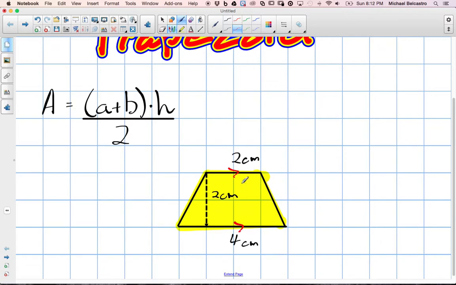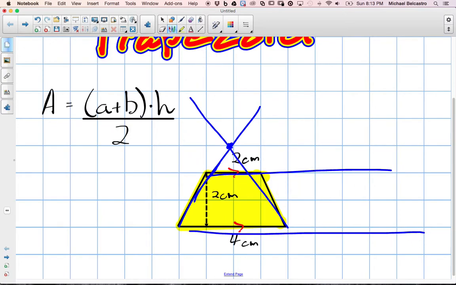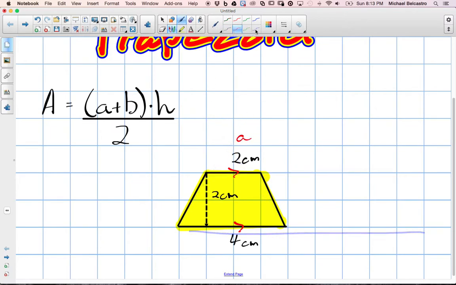If we're not referring to the parallel ones, we can't call it A and B. So this side and this side can't be called A and B because they're not parallel. One's going this way, one's going this way. If we extended them, they'd essentially cross. And we know parallel lines will never cross, right? So we're going to call them A and B. I can call the top A and the bottom B, or vice versa. It doesn't make a difference. So let's call this A, and we'll call this side B.